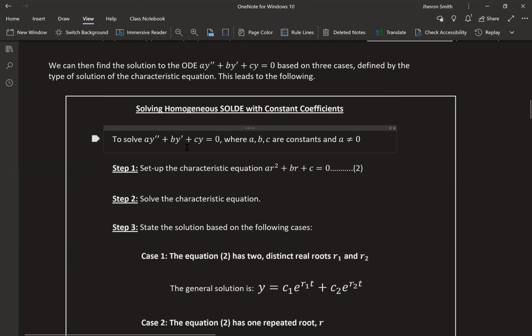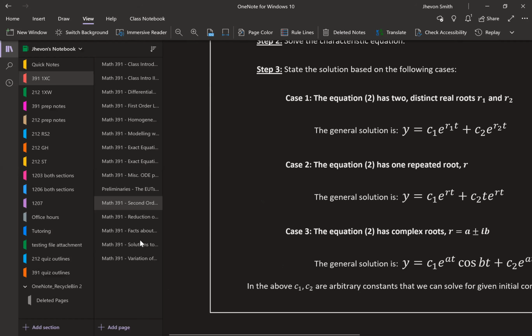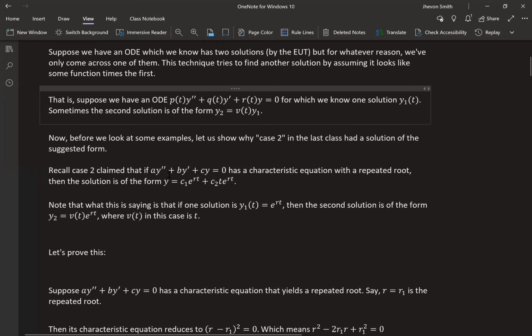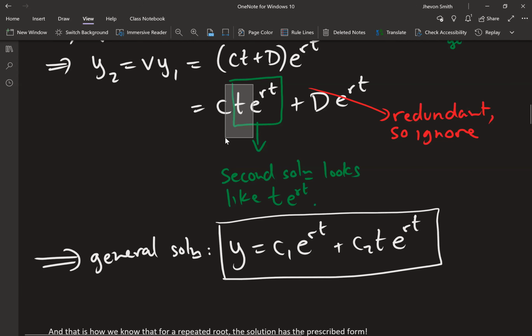However, for the second order linear equation, we have three cases based on how many solutions we have. So if we have two distinct real solutions, our general solution for the homogeneous version is going to look like this. If we have one solution to the quadratic, we have a repeated root scenario, as it's called. Our solution would look like this. And we actually covered 3.4, which talks about reduction of order and repeated roots. And we actually derived why it ends up being a t times the other solution. And it's always going to be that.